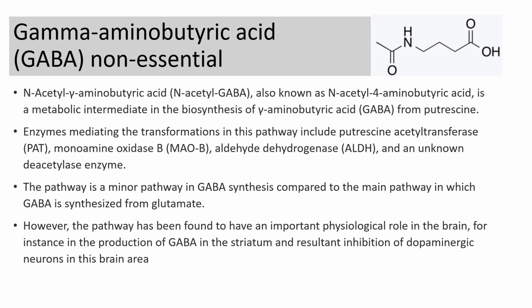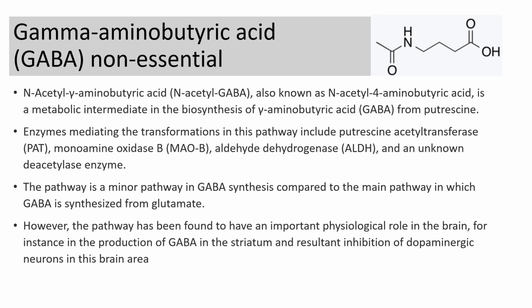All right, so GABAs are non-proteogenic, right? So let's understand what GABA is, because you will be asked questions on GABA, which is non-essential. N-acetyl gamma aminobutyric acid, also known as N-acetyl 4-aminobutyric acid, is a metabolic intermediate in the biosynthesis of gamma aminobutyric acid from putrescine. All right, so it is a very important intermediate in the biosynthesis process.